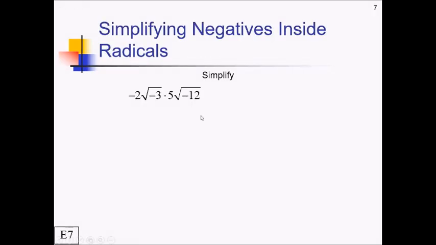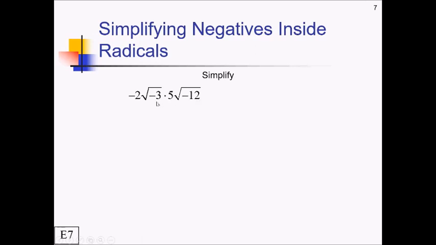For this last example, we're trying to multiply two radicals together. The only catch here is that the stuff inside the radicals is negative. Is that a game changer? Well, let's find out. Pause the video and go ahead and do this the way you think it should be done. All right, did you end up with negative 60? Well, in that case, you're absolutely wrong.